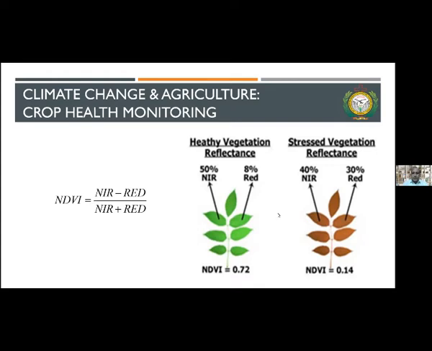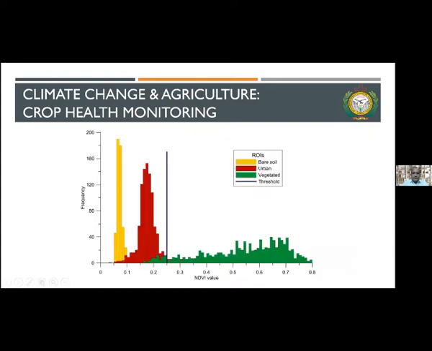Let's move on. I have shown you a graph where different values can be seen. For example, bare soil is at the lowest end of the NDVI scale. This is the NDVI scale. We are talking about non-water surfaces, so values ranging from 0.1 to 0.8. This is bare soil.